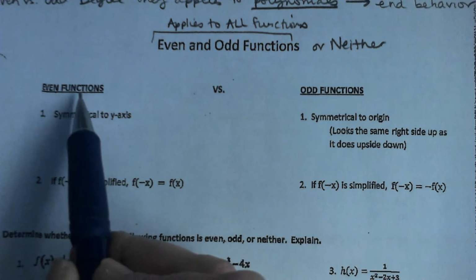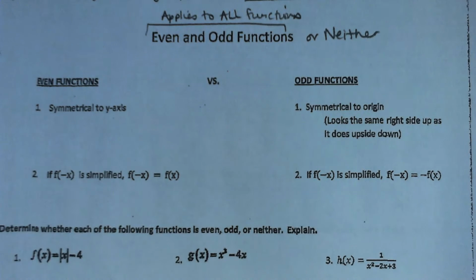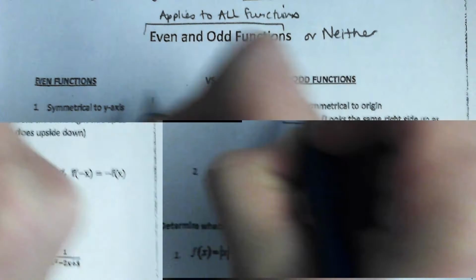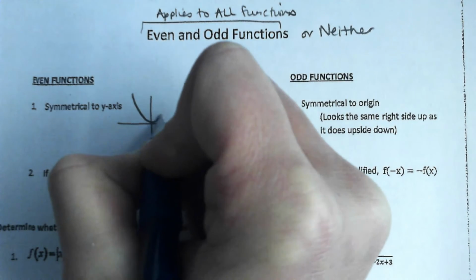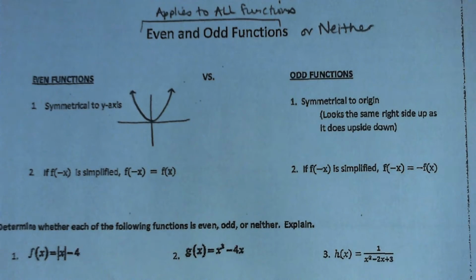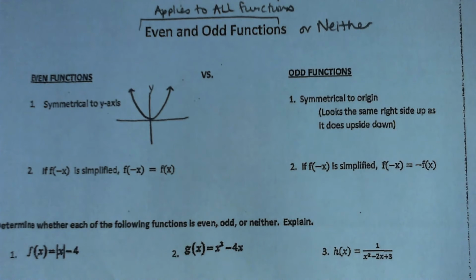If a function is even, it will be symmetrical to the y-axis. So for example, that's even, because here's your y-axis, and if you reflected that shape over the y-axis, it would land on top of itself.